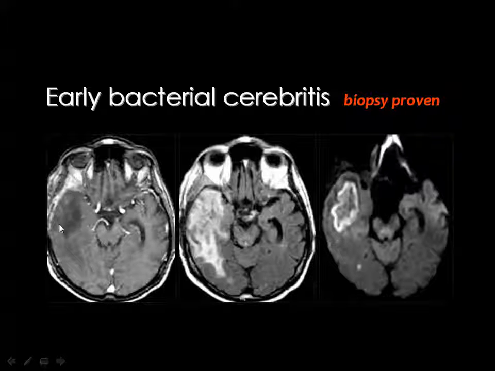And this is the post-contrast T1 weighted image. This is the FLAIR image, and this is the diffusion image, because inflammation usually shows restricted diffusion, and you can see the restricted diffusion here.